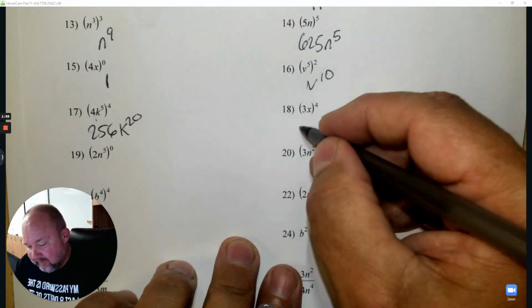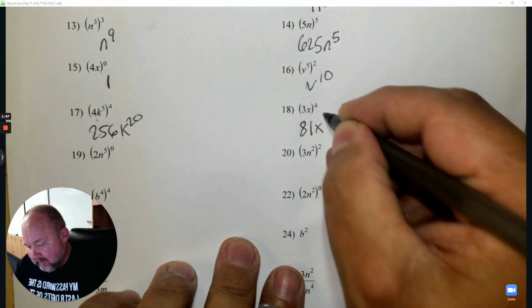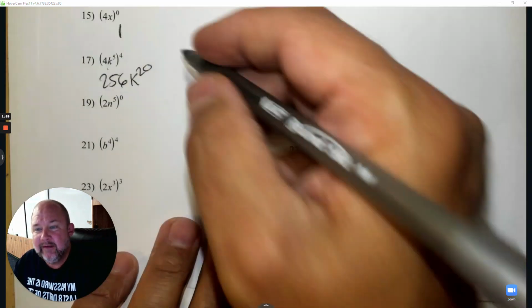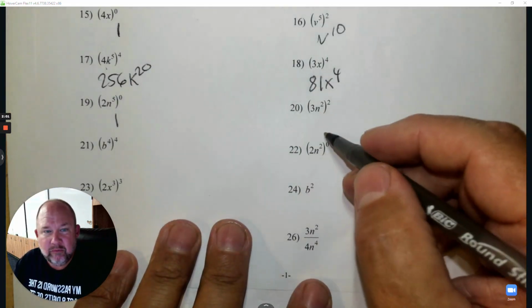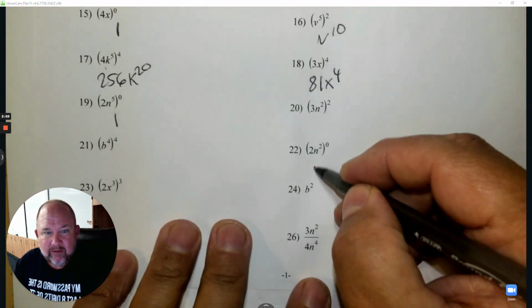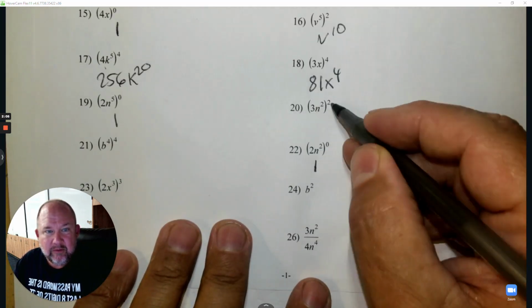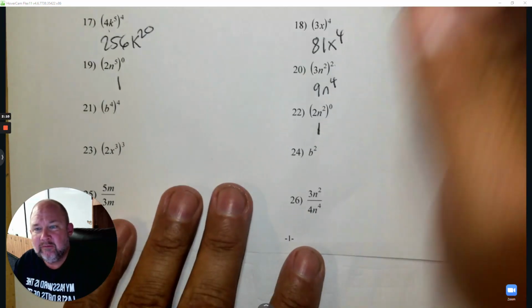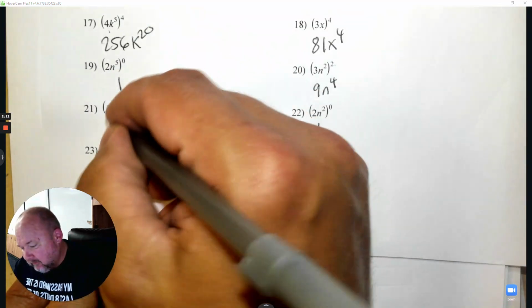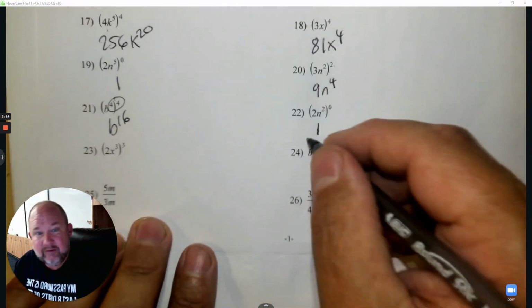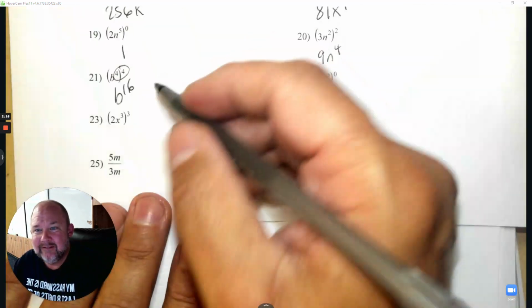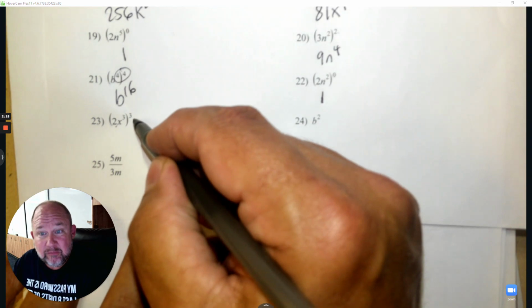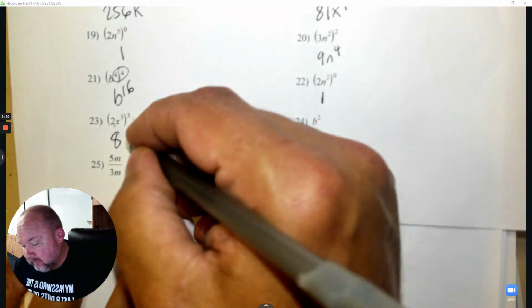3 times 3 times 3 times 3. And then the exponent. Anything to the exponent 0 is 1. Do that here too. 3 squared is 9. And then 2 times 2 is 4. 4 times 4. We did that one already. 2 to the exponent 3. 2 times 2 times 2 is 8.